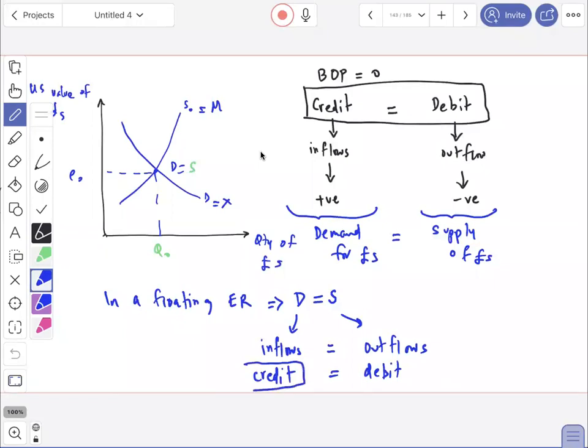Okay, Haris, is it always the case? And the answer is theoretically, this should always be the case.